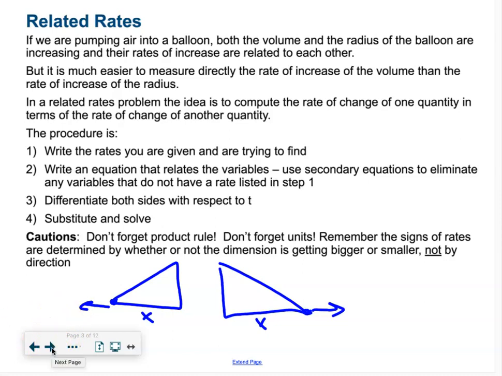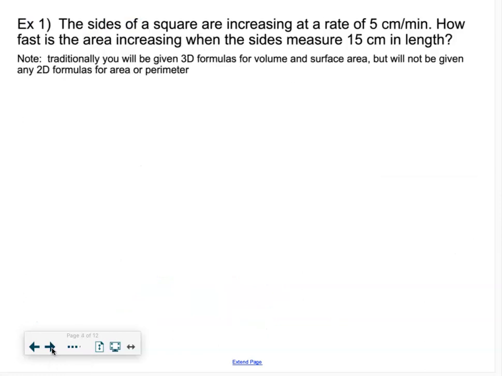Everyone got the 4 steps written down? Good. First problem is like an intro. This is our gentle step into the real world of related rates. The sides of a square are increasing at a rate of 5 centimeters per minute. How fast is the area increasing when the sides are 15 centimeters long?